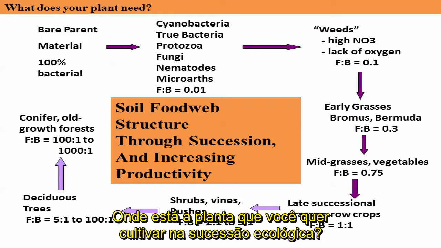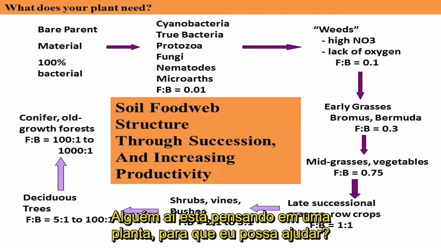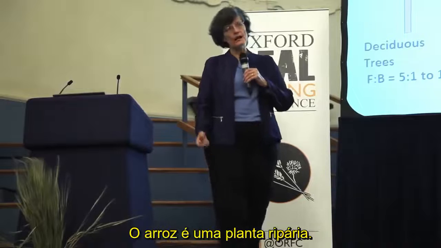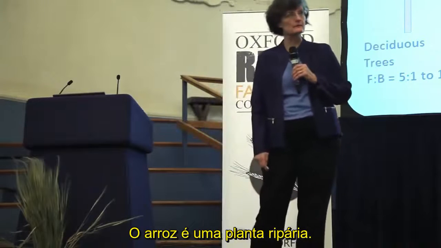Where is the plant that you want to grow on that successional process? Anybody have a plant in mind that I could kind of help you out on that? Rice. So where does rice belong? Rice is a riparian plant.